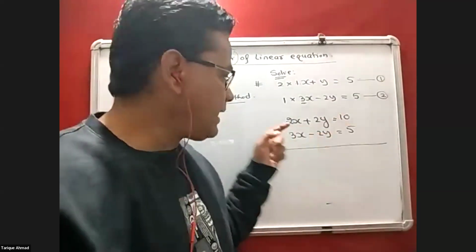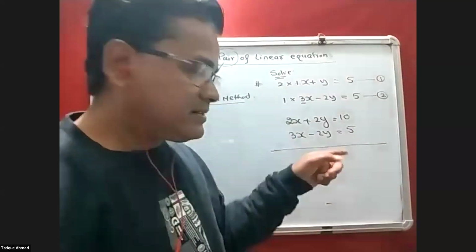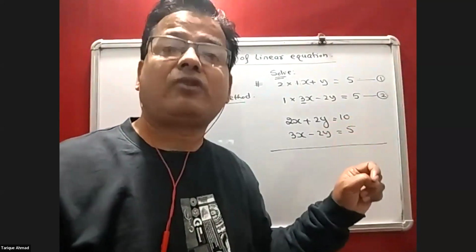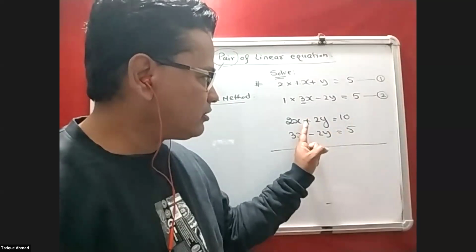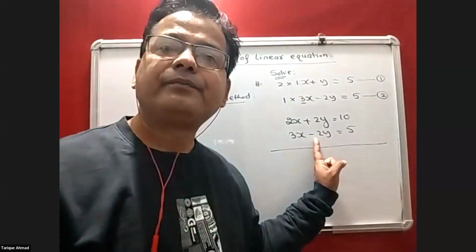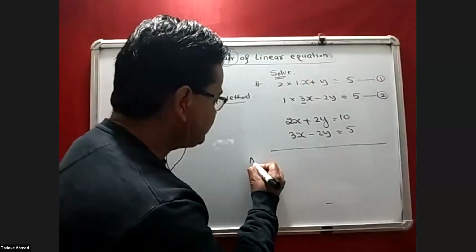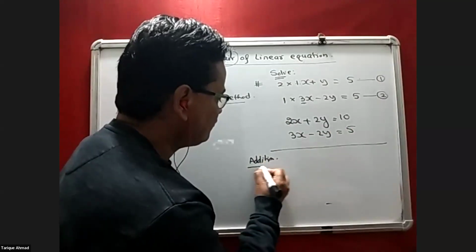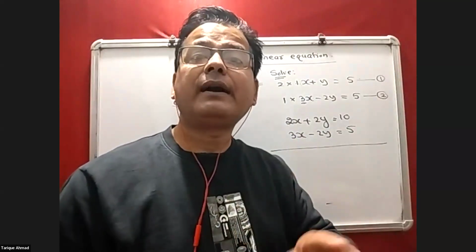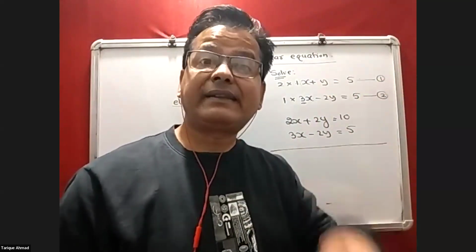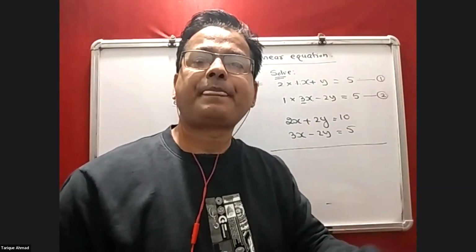In the previous example, I had equated the coefficient of x. And now it's time to see the sign of the equated coefficient. Here the signs of the equated coefficients are different, not the same. One is plus, other is minus, right? So when signs are different, we go for addition. This is the rule. When signs are different, we go for addition. When signs are the same, we go for subtraction, right?